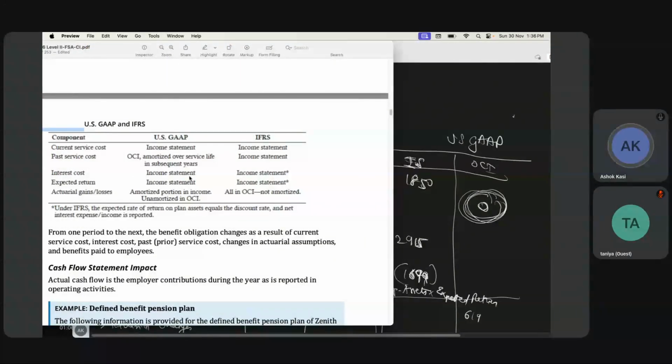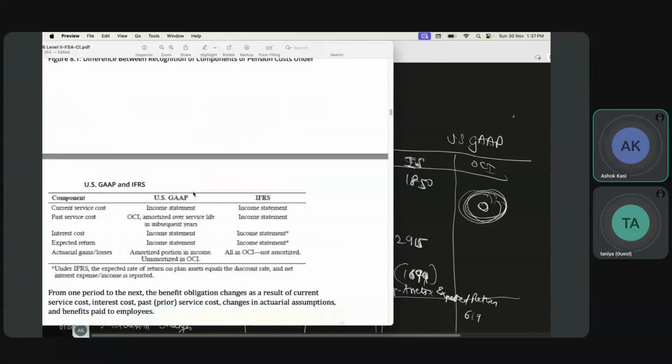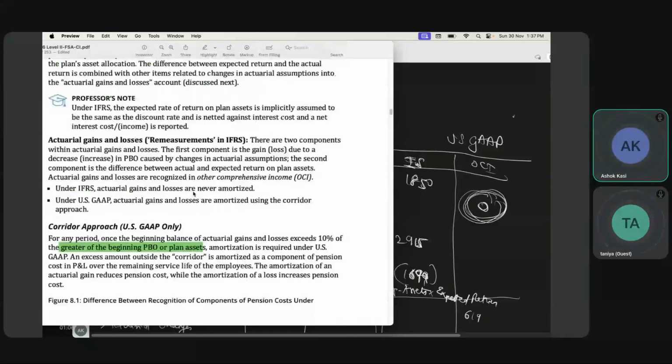Okay. Then see this one, interest income statement, expected return both income statement. Actuarial gains and losses will come under OCI, not amortized both. So this is fine, right? This much is fine in this topic.